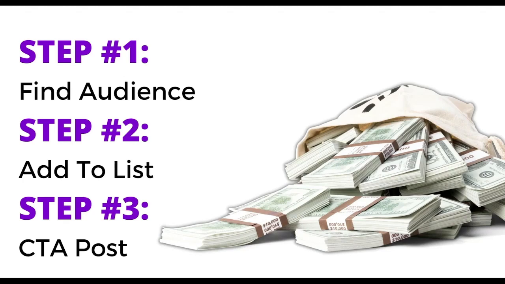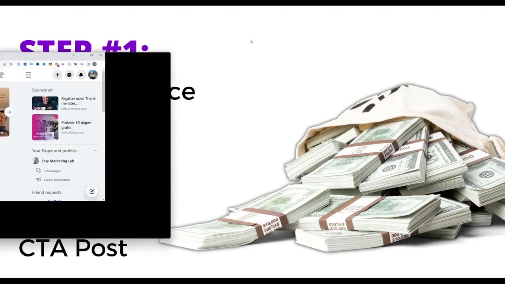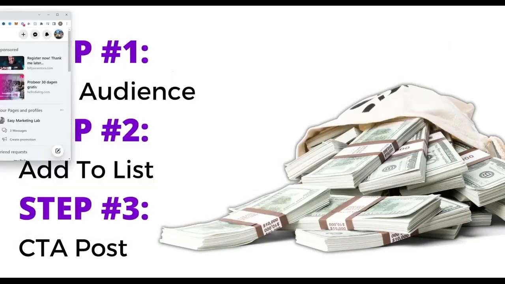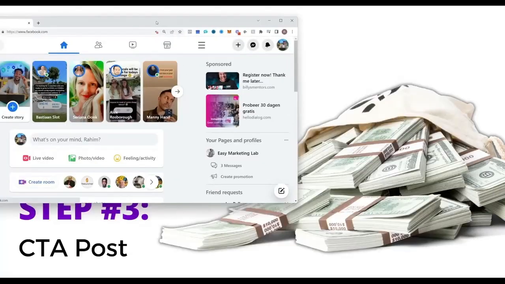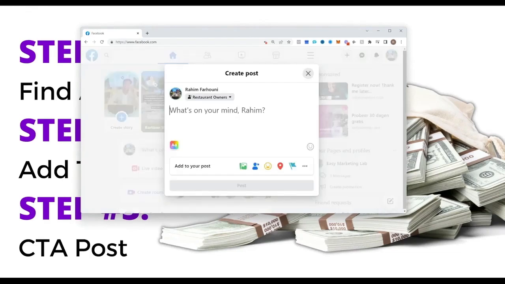And then last but not least, there's a call to action post. This is literally where you call to action. So let's say you have an offer. You have an affiliate offer, you have your own offer, what have you. And you want to send them to that opt-in page, right? So what I'll do is I'll go here and I'll make a post. Let's say I'm targeting restaurant owners.